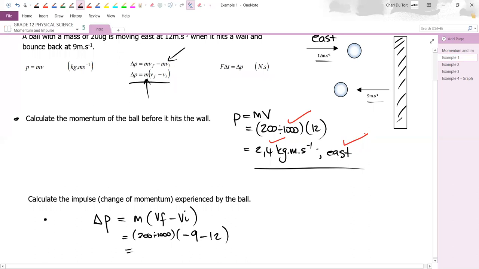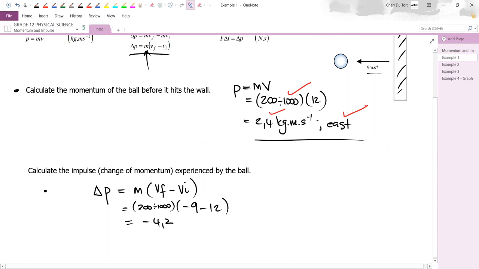Put that into a calculator. Go. -4.2. Is that what I'm getting? Yeah. Okay, I want you to write that value because you might use it in the rest of the sum. If there's a third question, you might be using the -2.4, but that is converted to 2.4 kilogram meters per second. It's negative, so it's west. I don't know if you can see that, W. I can see it.